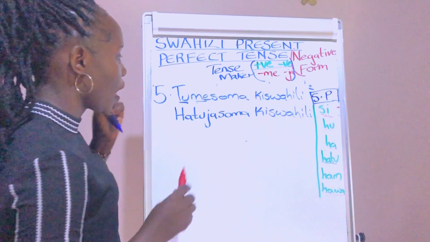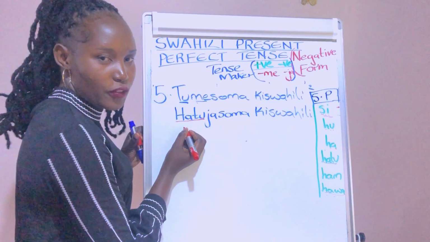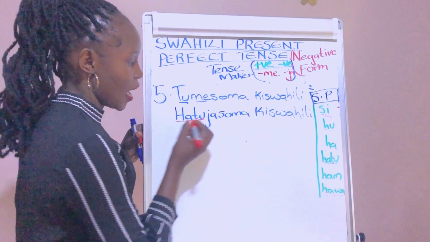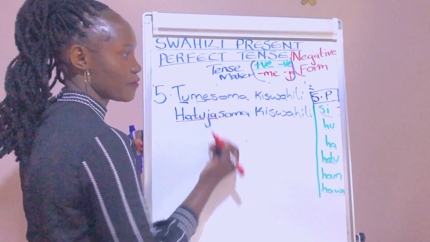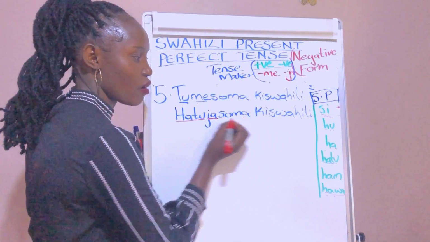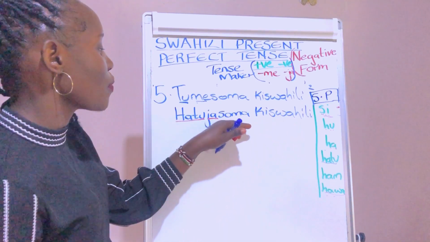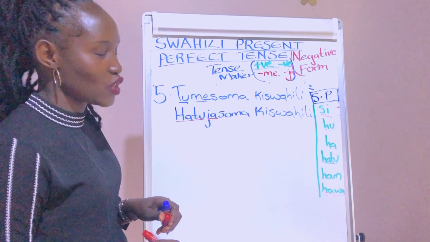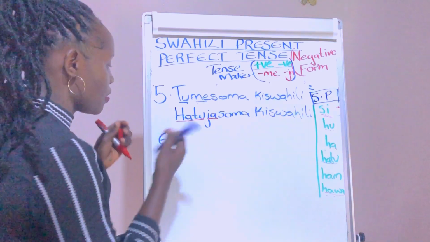So hatu is our subject prefix for sisi, we, and then ja is our tense marker for negative form, present perfect tense, and then soma is our verb, and Kiswahili is the object. Hatuja soma Kiswahili. We haven't learned Swahili.